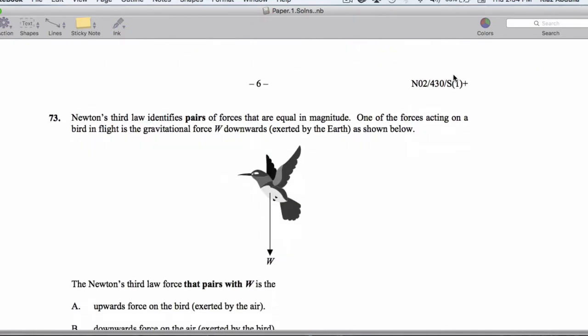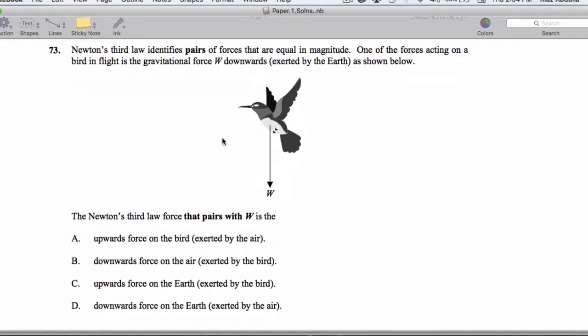73. Newton's third law, once again: the weight of the bird going down is the reaction, and the Newton's third law pair can't be a downward force. If W is downward, we need an upward force on the earth from the bird.